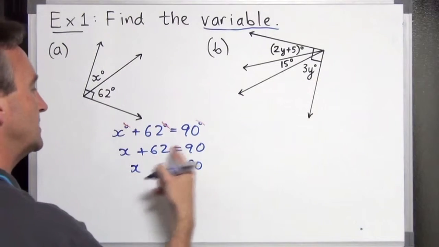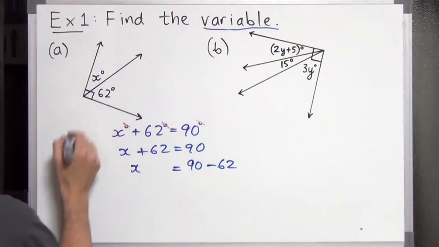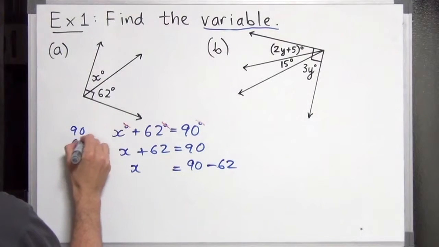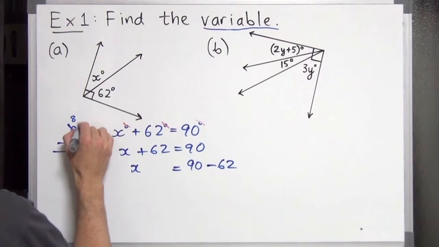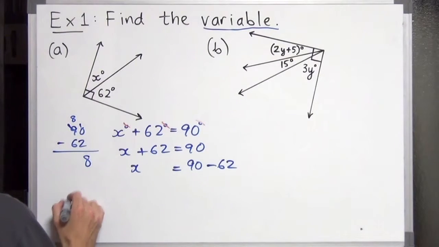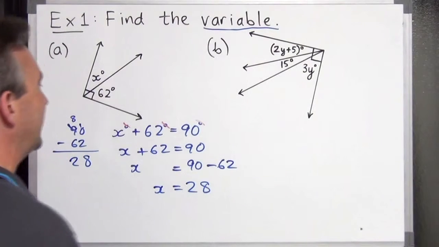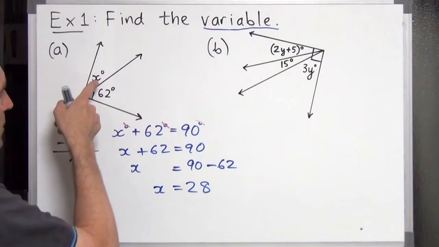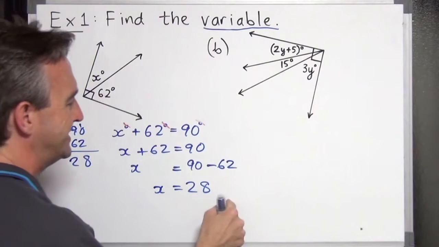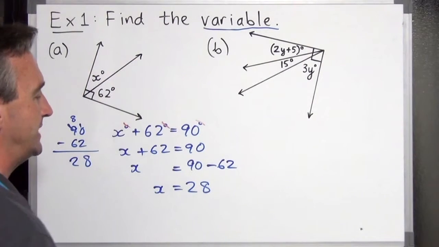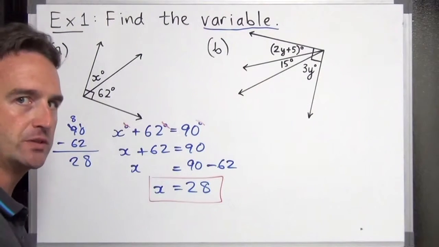x equals 90, move the 62 over there, plus 62 becomes minus 62 on this side, and we subtract 90 minus 62. Can't do 0 minus 2, so borrow 1 from the 9 to make 10, 10 minus 2 is 8, 8 minus 6 is 2. x is 28. x is the number that goes under this degree sign here. So technically I can't say x is 28 degrees. x equals 28, and that's the answer for the first one. Just a simple one to warm up.